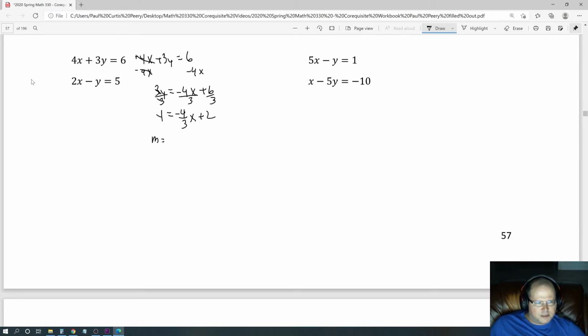So that gives us slope is equal to negative 4 thirds. Okay. So we have the slope of the first one. I'm going to designate that one to differentiate from the other one. So now we want slope on this one right here.